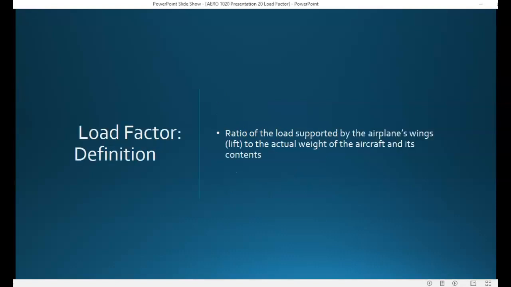Load factor is defined as the ratio of the load supported by the airplane's wings, which is lift, to the actual weight of the aircraft and its contents. For example, if an aircraft weighs 2,000 pounds and the wings are supporting 4,000 pounds in a bank, then the load factor is 2 or 2 Gs.